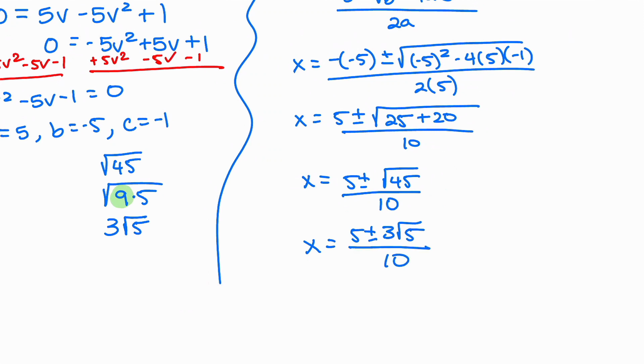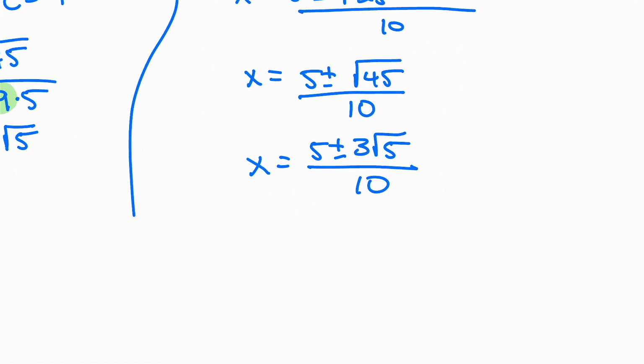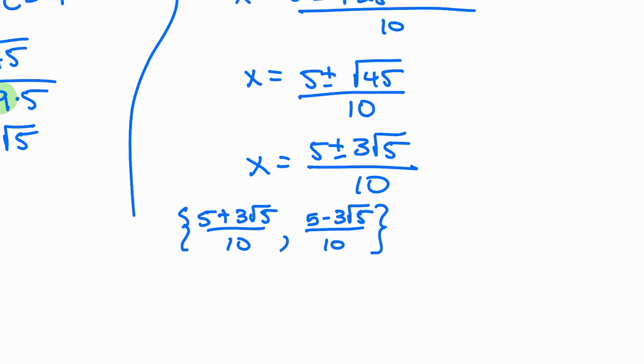Okay, so this is going to be the correct answer. You're going to write both answers. That means the first answer is going to be 5 plus 3 rad 5 over 10, and the other one's going to be 5 minus 3 rad 5 over 10. Or you can switch the order. It doesn't really matter. Those are your two answers.